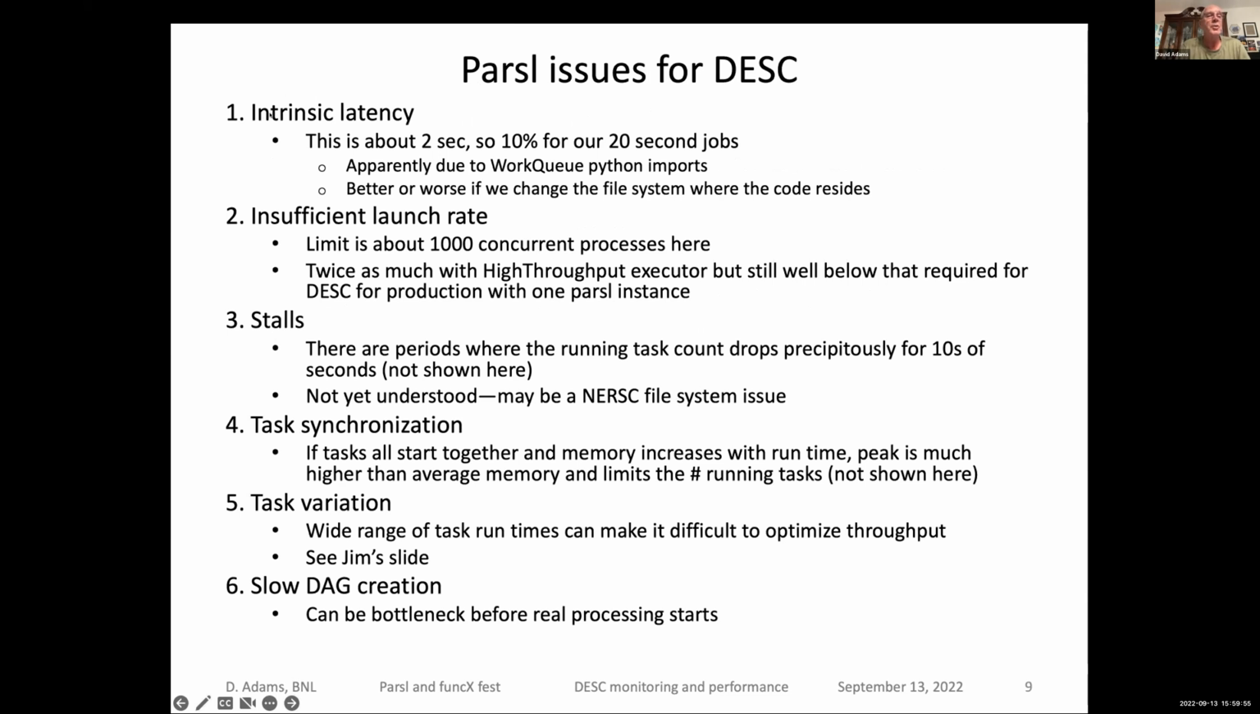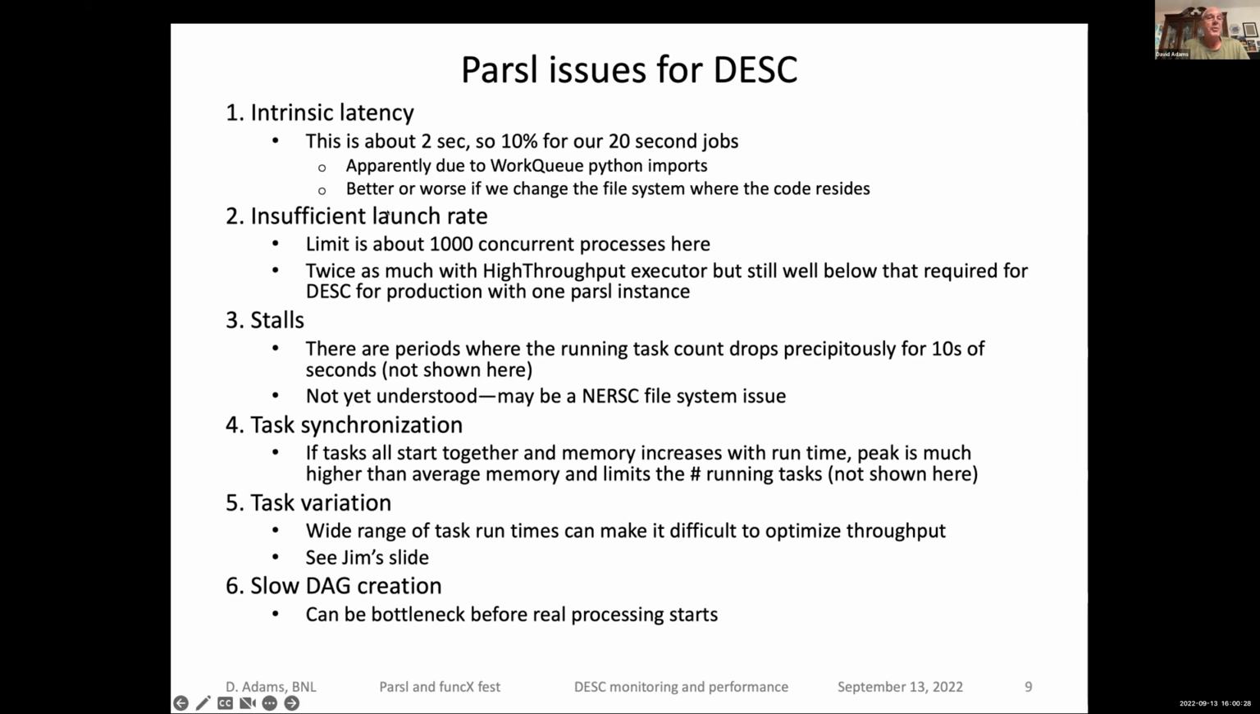The first is that intrinsic latency we just saw a couple slides ago, that it takes about 2 seconds for Work Queue to get the next job started. We think that this is due to when it builds its jobs, it has to do a lot of Python imports. And because the code is sitting on CVMFS, which is a little bit slow, that's where we think that time is coming from. So we can make this number better, and we can make it much worse if we change to a different file system.